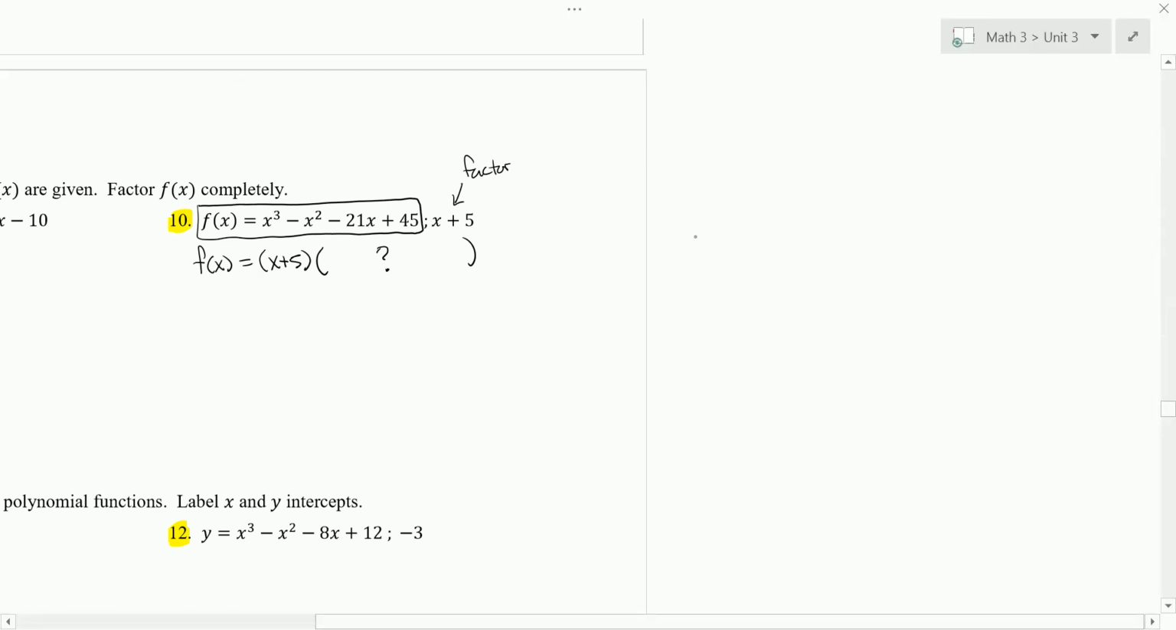So the coefficients of f of x are 1, -1, -21, and 45. This goes with your x cubed, this is your x squared coefficient, this is your x coefficient, and this is your constant. Make sure you're not missing anything in between. We aren't. And then x plus 5 is your factor, so the root, or the x-intercept, would be -5.